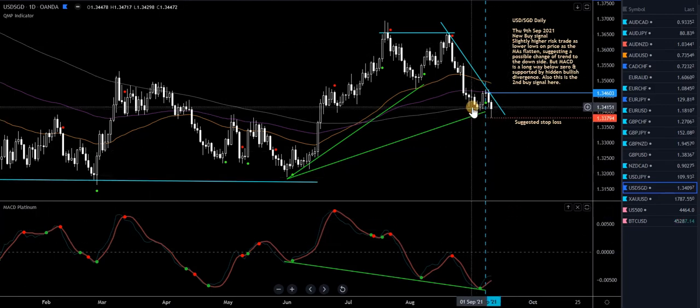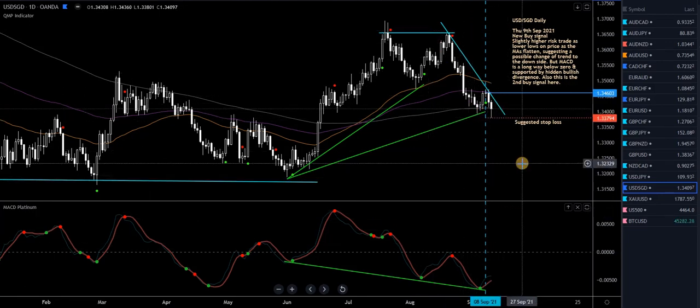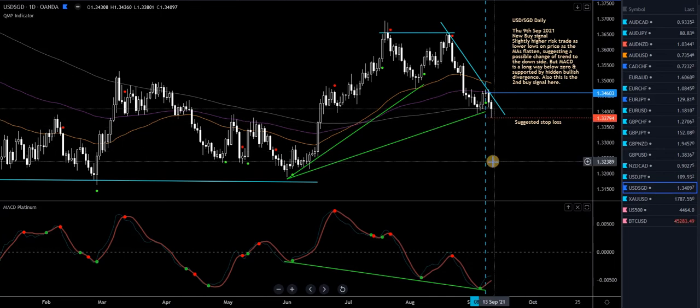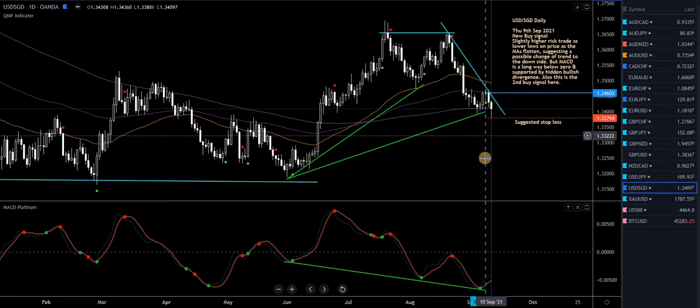You know what I mean? That's just another option of looking for a potential re-entry into this trade if you were stopped out. So just be careful there.